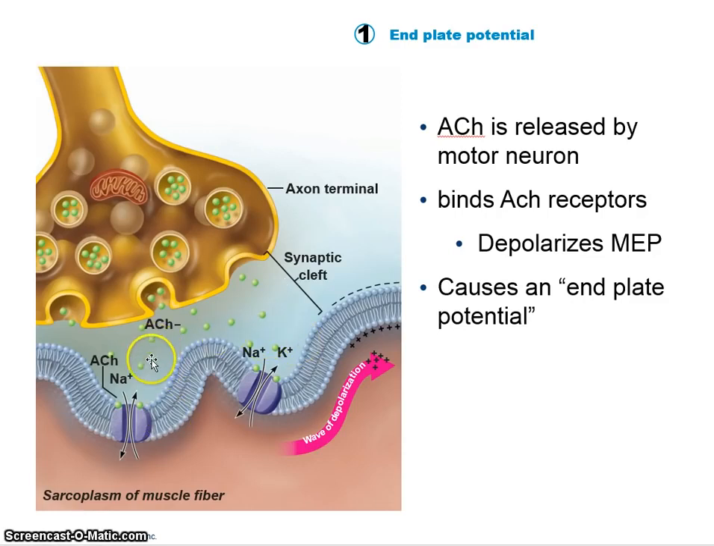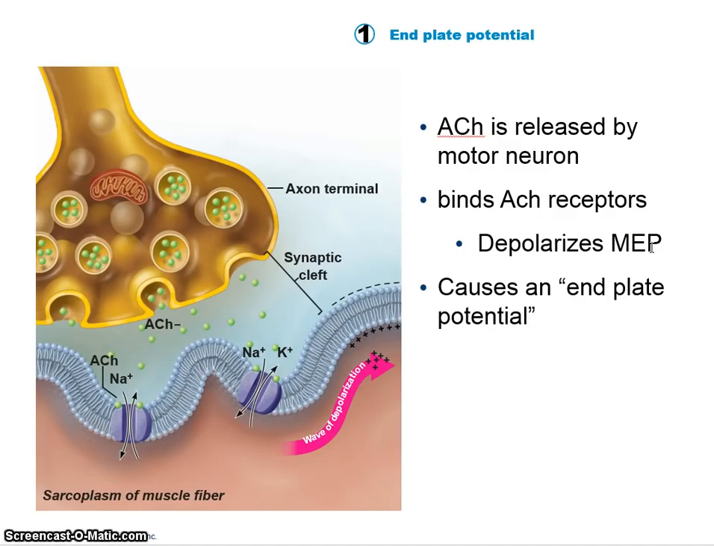This neurotransmitter is going to bind to the neurotransmitter receptor, or the acetylcholine receptor, which we said is a ligand-gated ion channel. So the receptor pops open, sodium rushes in, this depolarizes the motor end plate and causes an electrical phenomenon that we refer to as the end plate potential.